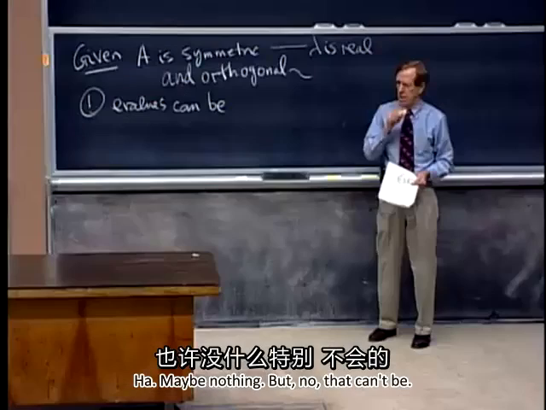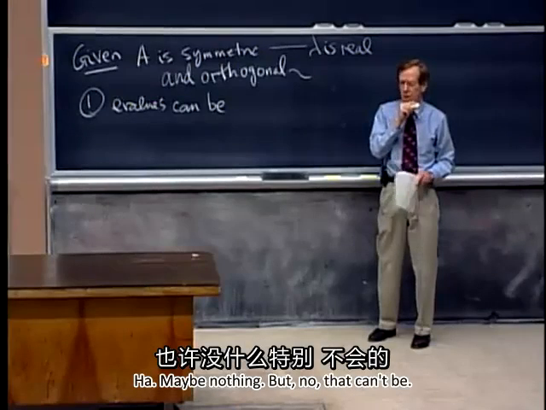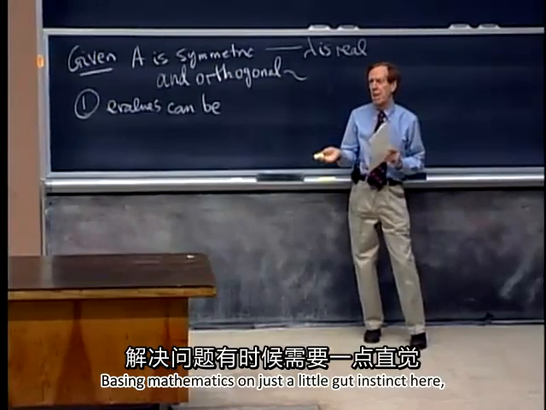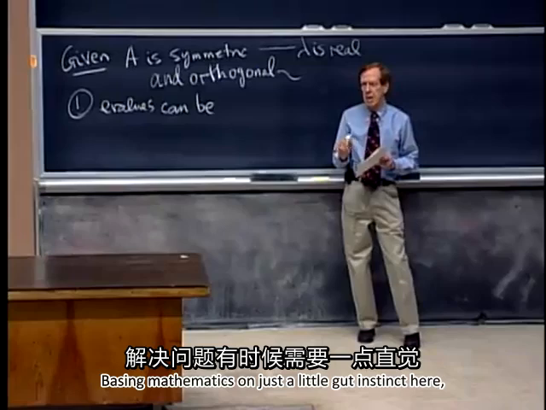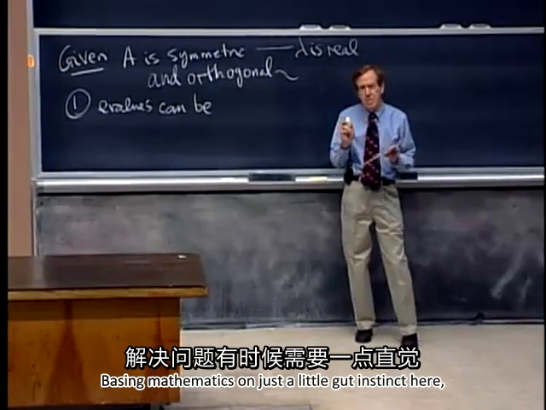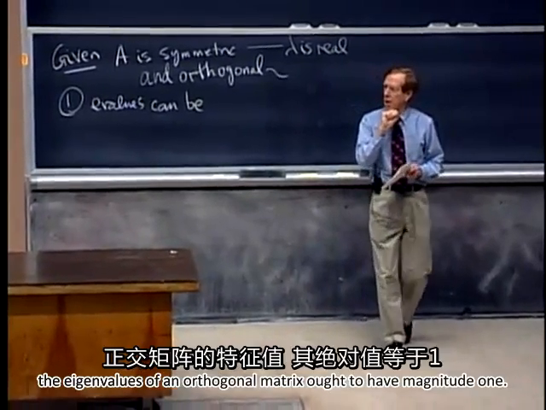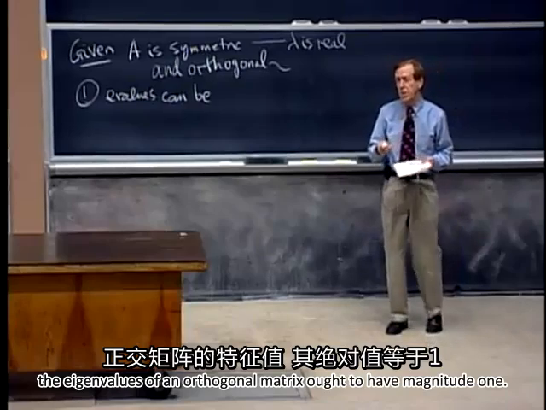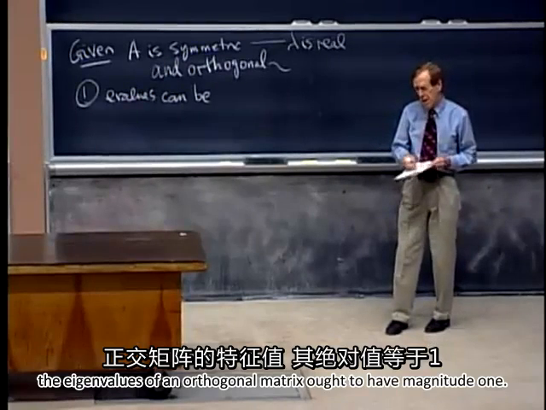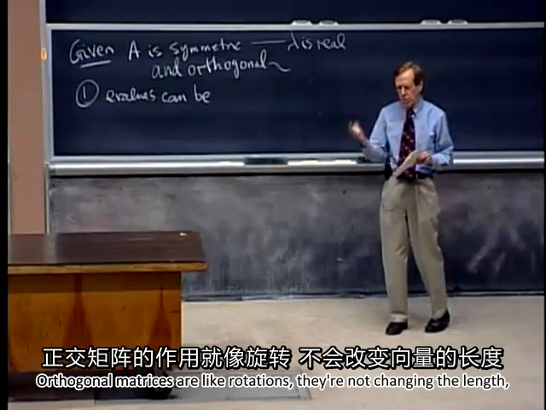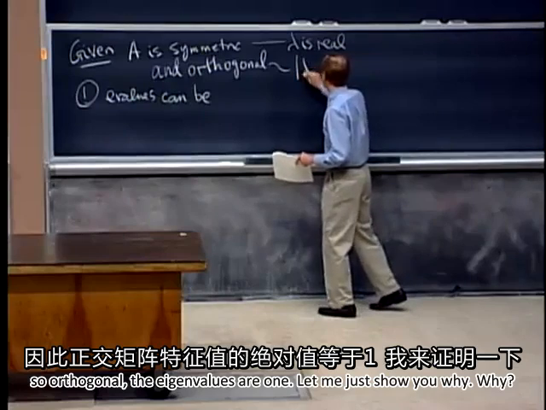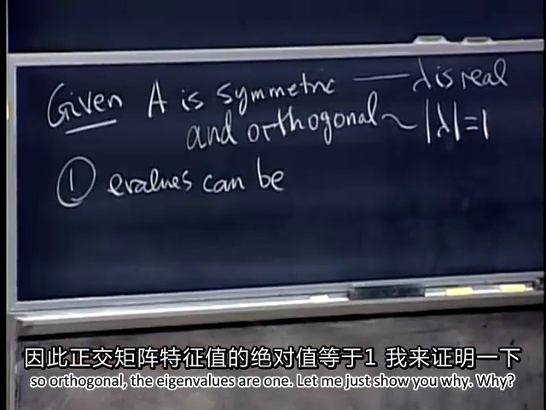Maybe nothing, but no, that can't be. What do I know about the eigenvalues of an orthogonal matrix? Well, what feels right? Basing mathematics on just a little gut instinct here. The eigenvalues of an orthogonal matrix ought to have magnitude 1. Orthogonal matrices are like rotations. They're not changing the length. So for orthogonal, the eigenvalues have magnitude 1. Let me just show you why.